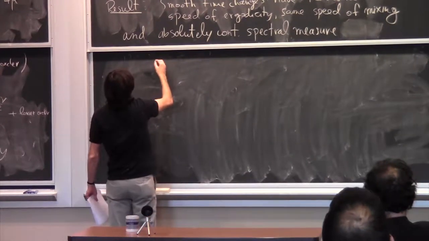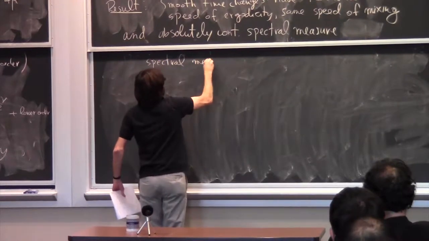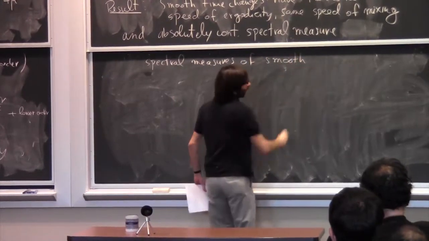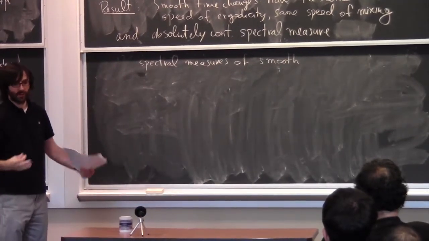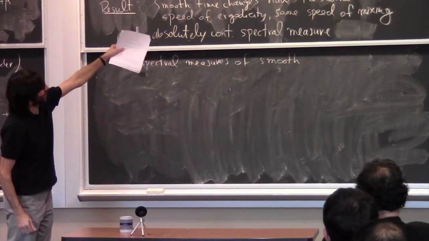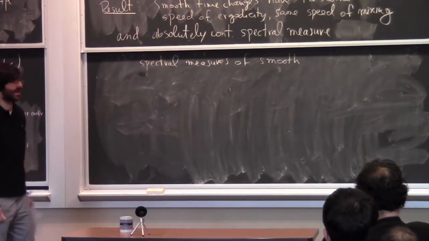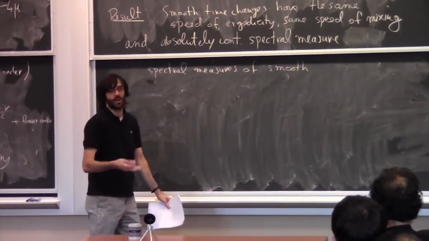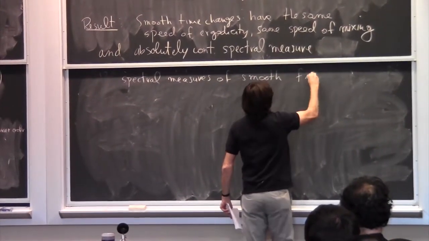So, the spectral measures of smooth functions. Whenever I say smooth, it's really, as usual in this business, sufficiently smooth. It means that there will be some degree of regularity above which the results are true. The assumption on the time change function is the same as the assumption on the test functions. So when I say smooth, I could say it's infinity, but it could just be C7, whatever.